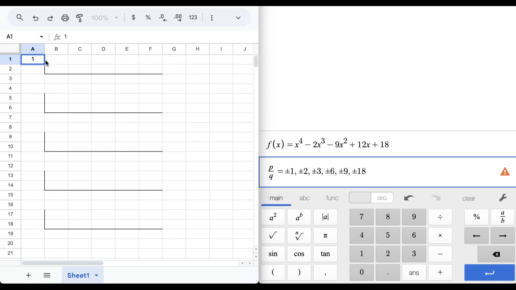We're going to test if 1 is an actual 0. These are the coefficients of your original polynomial. So 1x to the 4th minus 2x cubed minus 9x squared plus 12x plus 18. Okay, so go through your algorithm. I'm going to go through this pretty quickly, but you guys can pause the video if you need to catch up.